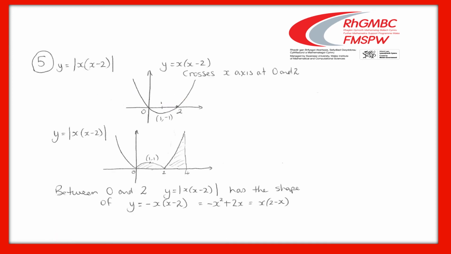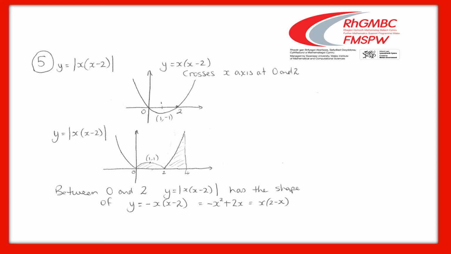So now you can see we've got the graph of y equals x times x minus 2. If you put y equal to 0 to see where it crosses the x-axis, you get the roots x equals 0 and x equals 2. It's a quadratic and it's positive, so it's a U shape.